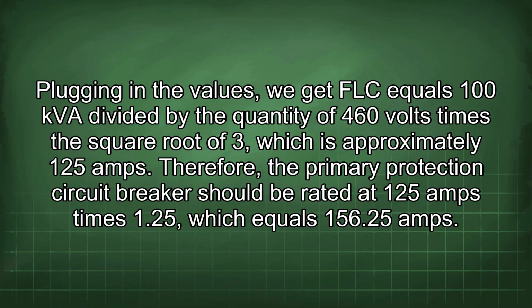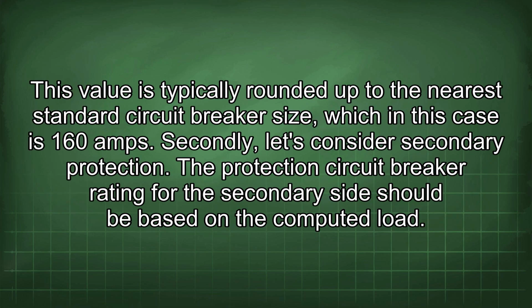Therefore, the primary protection circuit breaker should be rated at 125 amps times 1.25, which equals 156.25 amps. This value is typically rounded up to the nearest standard circuit breaker size, which in this case is 160 amps. Secondly, let's consider secondary protection.